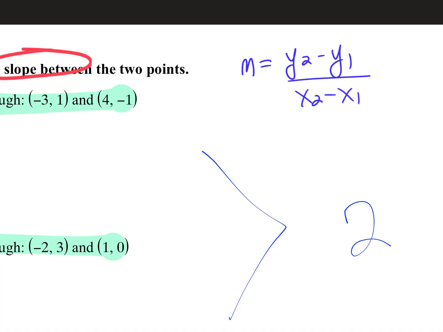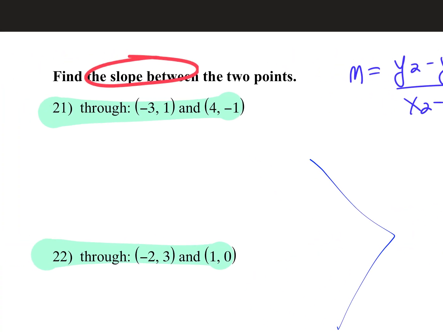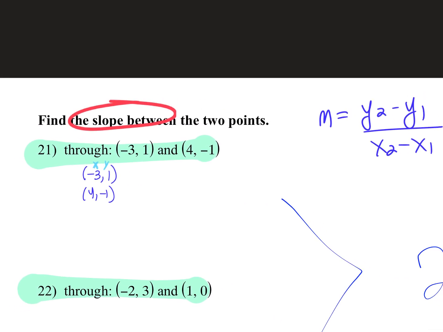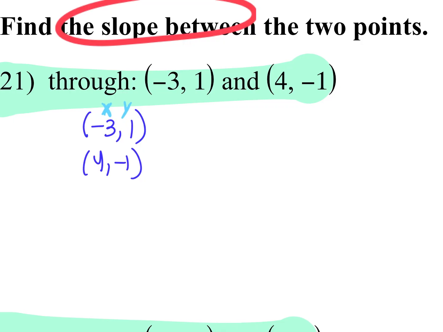Guys, this is as easy as it appears. Try to do everything you can to diminish the errors that you might make. Write the points on top of each other. (-3, 1) and (4, -1). This is my x value that I'm looking at. This is my y values that I'm looking at. What goes on top, x's or y's? Y's. Which y do you want to start with? It does not matter.